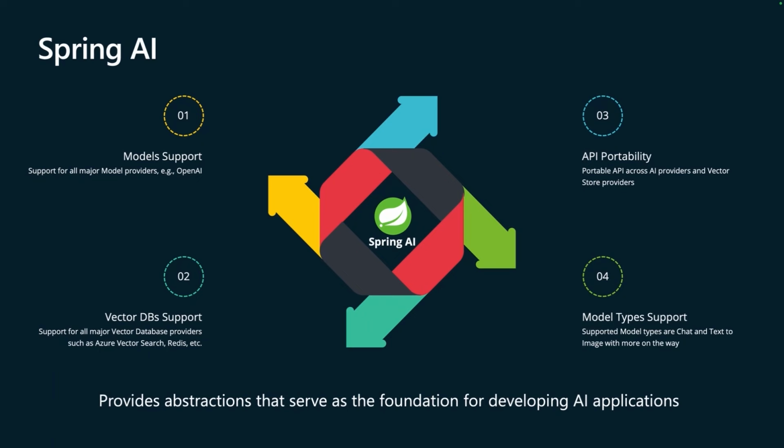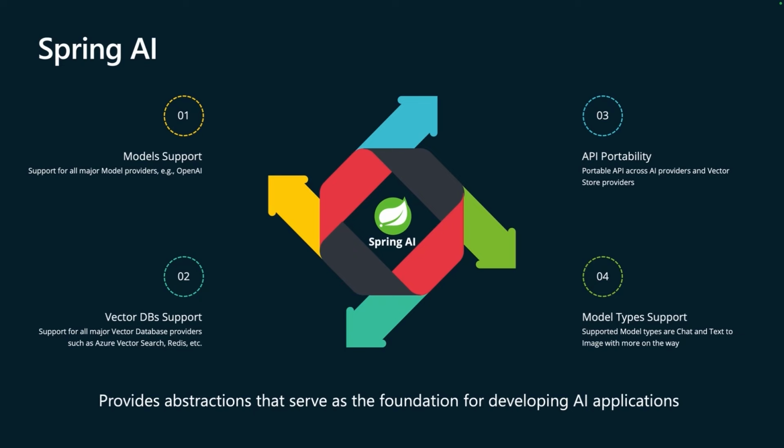First, Spring AI supports all major model providers from companies such as OpenAI, from Microsoft, Amazon, Google, and Hugging Face. And so no matter where your company has decided to deploy your AI models, Spring AI will work with your model provider of choice. Secondly, Spring AI supports all major vector database providers such as Azure Vector Search, Chroma, Milvus, and so on and so forth. And so you can find and pick the vector database that is best for your scenario.